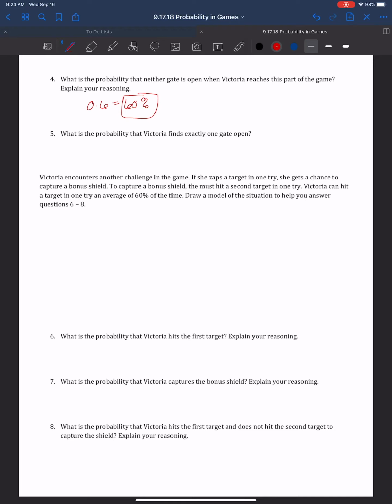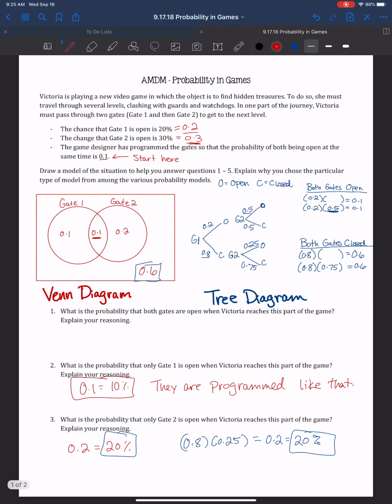What is the probability that Victoria finds exactly one gate open? So we're looking at exactly one gate. It doesn't specify which gate, so we've got to look at either only gate 1 is open or only gate 2. Well, let's go back real quick. Only gate 1 is open. If we look at the Venn diagram, only gate 1 is 0.1. Only gate 2 is 0.2.